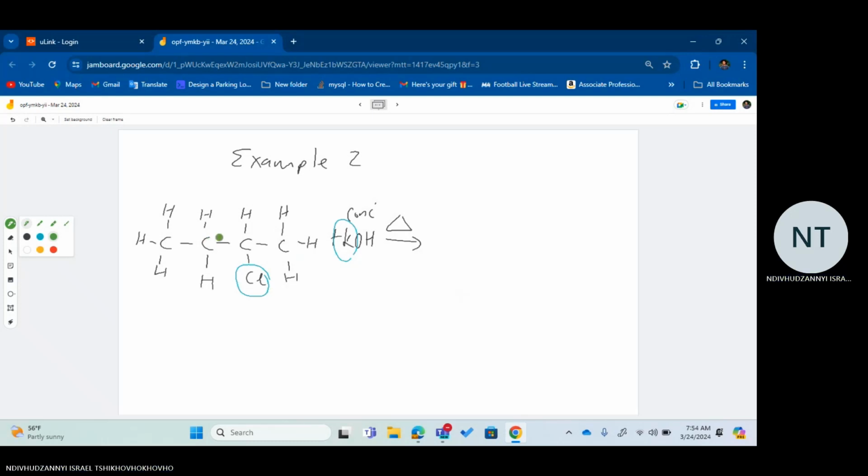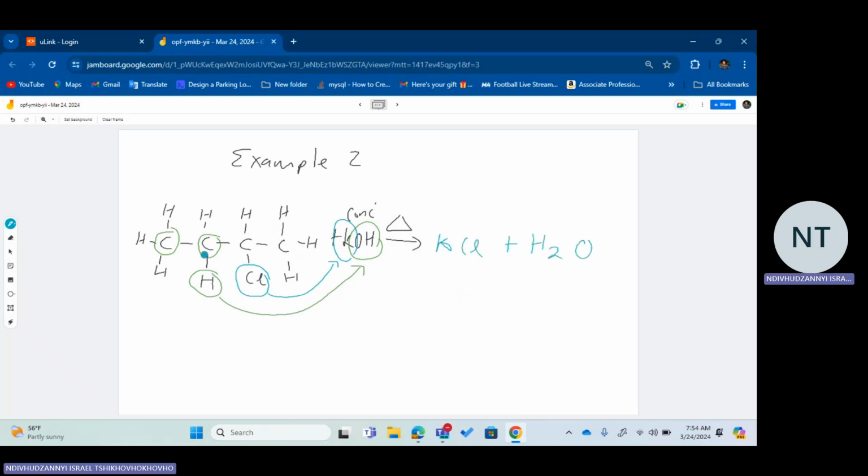If you check the third carbon and the last carbon, you can see that the one with the least number of H is the third one. So we'll take an H here. Then it will bond with OH to form water. Then the Cl will bond with K or potassium to form salt. So it's going to be KCl plus water. Then whatever is remaining will form an alkene.